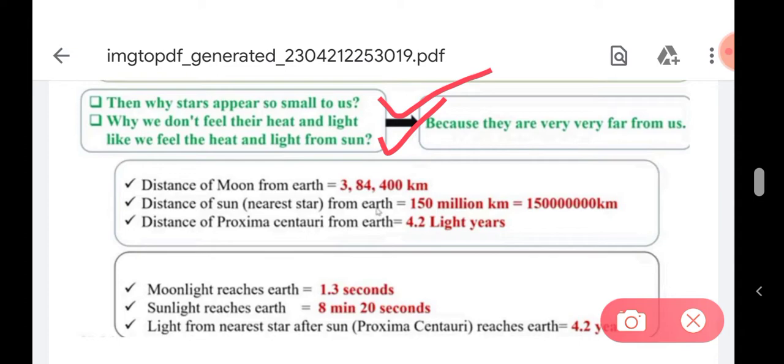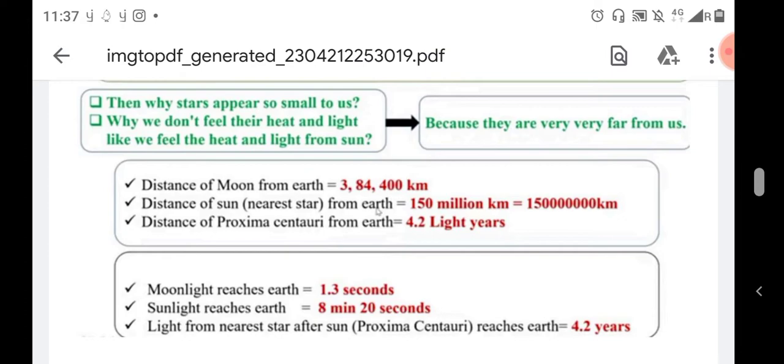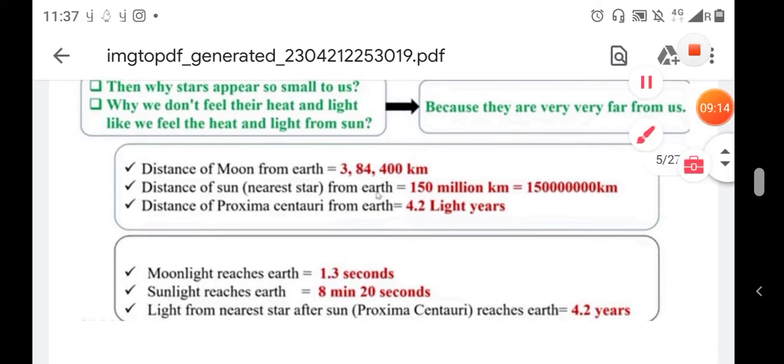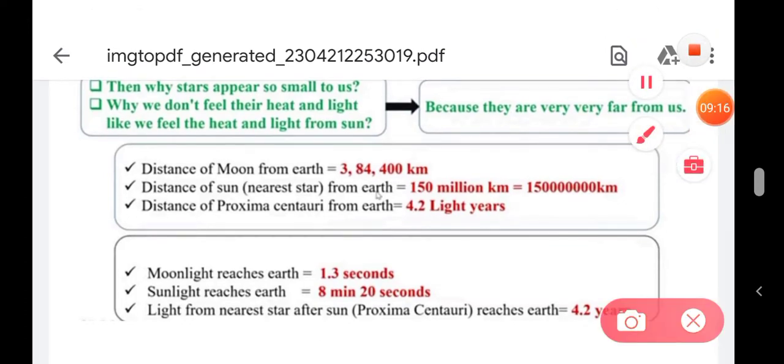And the reason behind this is that they are very, very far from us. The sun is also a star, but it is very close to us. It is very close to our planet Earth. That's why we can feel its heat and see its light. Now we will see how much time it takes for the sun's light and the other stars' light to come to the earth.